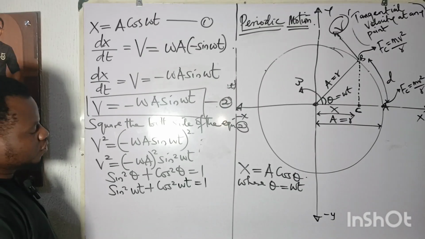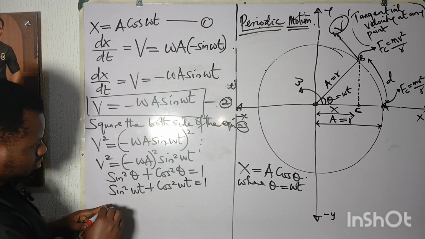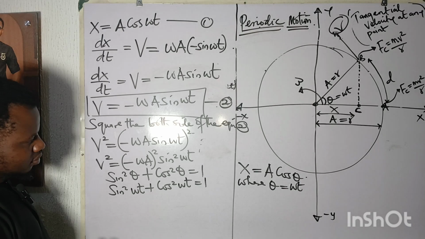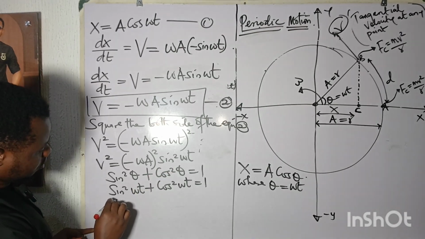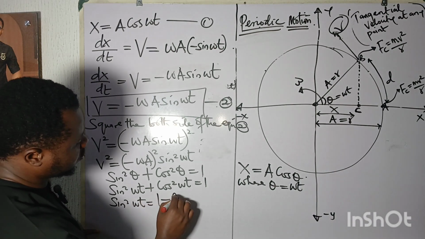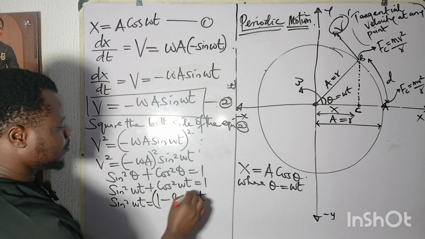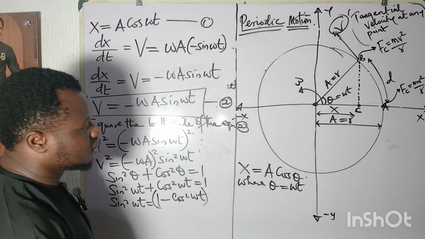Now, if we know this, that simply means that we are going to make sine squared the subject of the formula. If you make it the subject of the formula, you're going to have sine square ωt is equal to 1 minus cos square ωt. So that simply means that any place you see sine square ωt, you call it this.